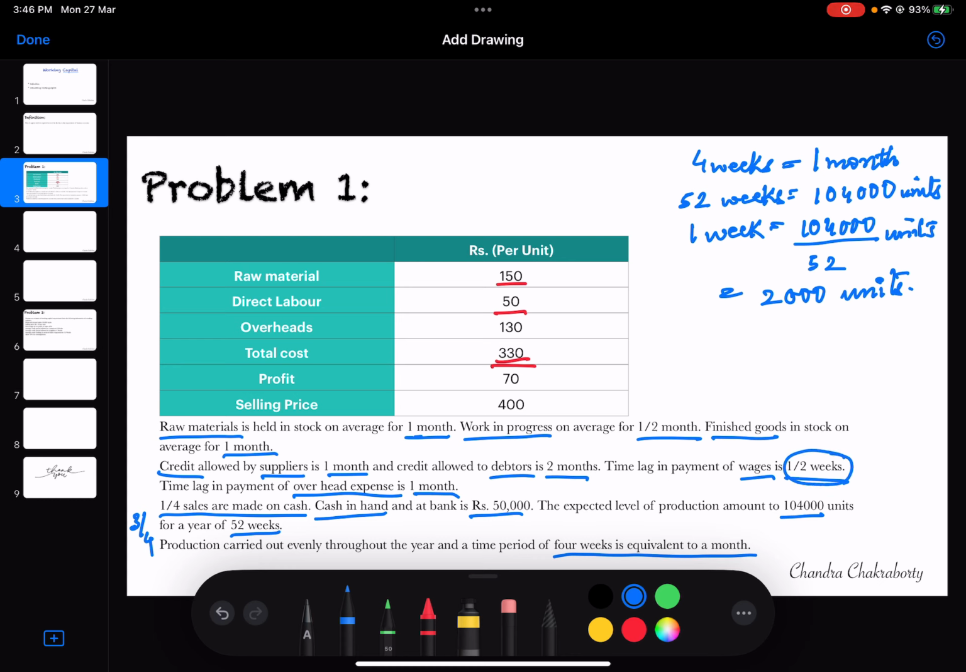So we have to maintain the same thing throughout the solution. That means wherever we are talking about 1 month, we will convert it into 4 weeks. If it is 2 months, of course, it will become 8 weeks, right? And so on. So basically, we are going to talk about week here. The entire calculation will be in terms of week. That's why we have to find out the number of units that will be produced in 1 week, which is 2000. Now, let's proceed further and let's start the calculation.